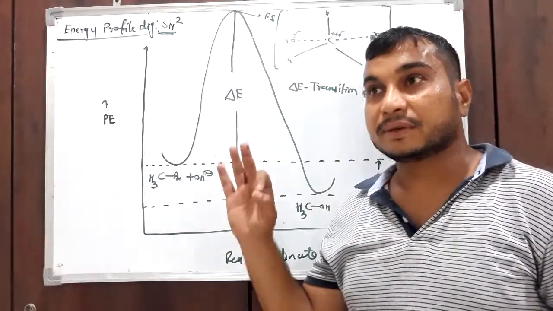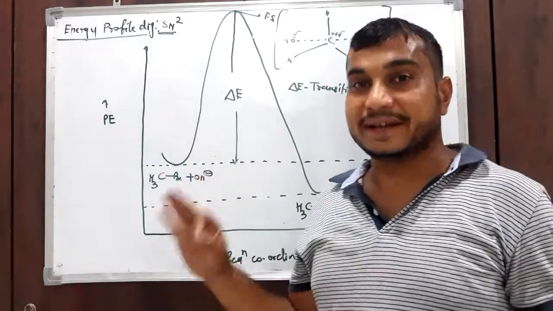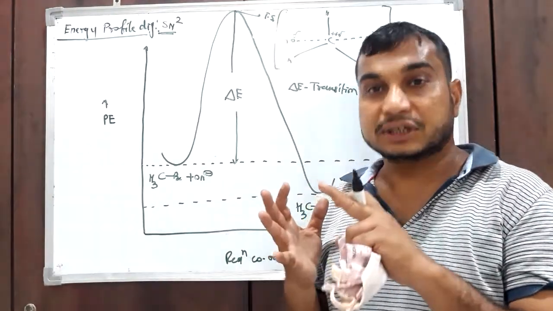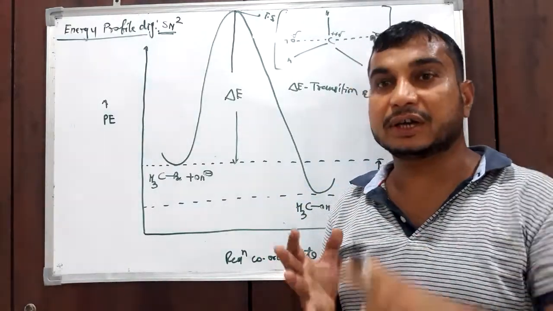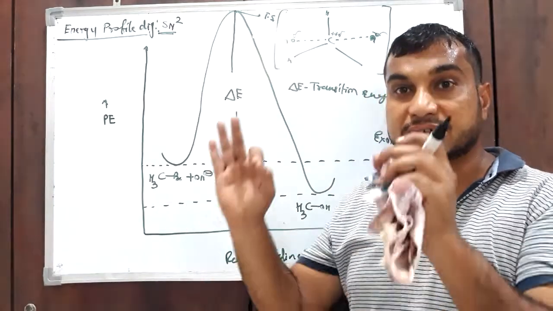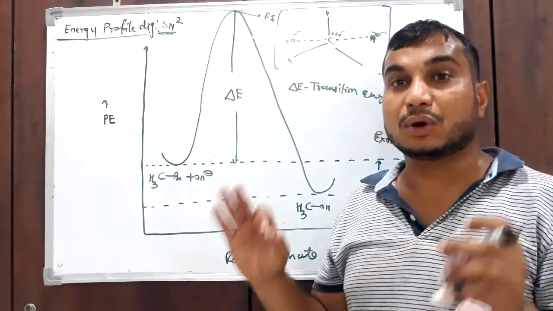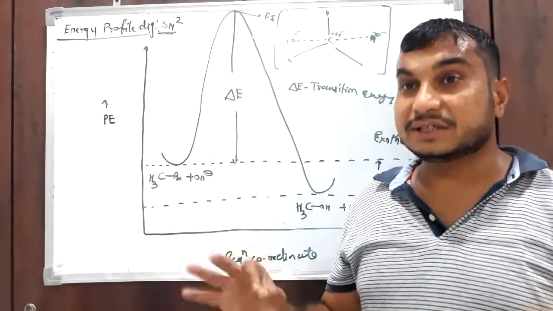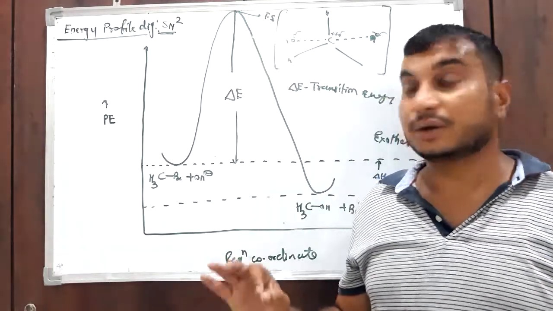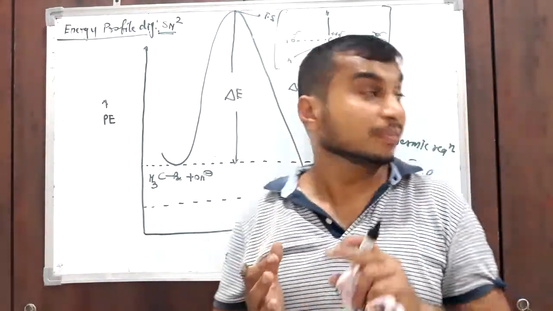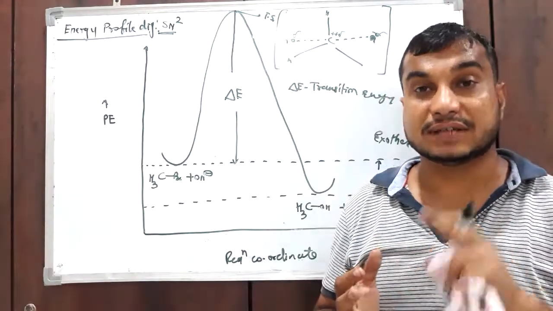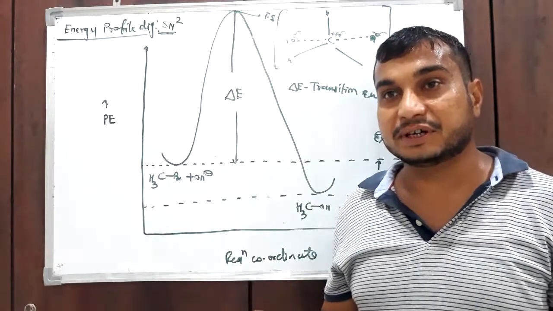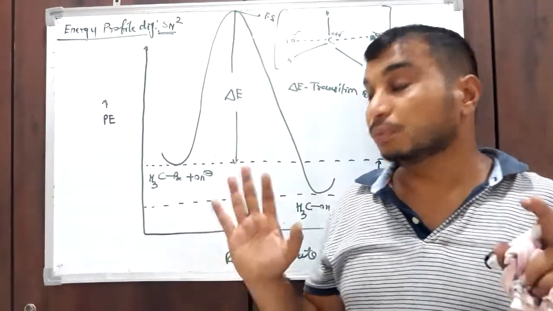So students, in this SN2 reaction, it is a single step reaction. All the bond making and bond breaking take place in a single step. That's why it is called a concerted reaction or concerted mechanism. And this reaction is of second order. The rate of the reaction depends upon the concentration of methyl bromide as well as OH minus ion. Therefore, it is a second order reaction, and it is represented by the symbol SN2.